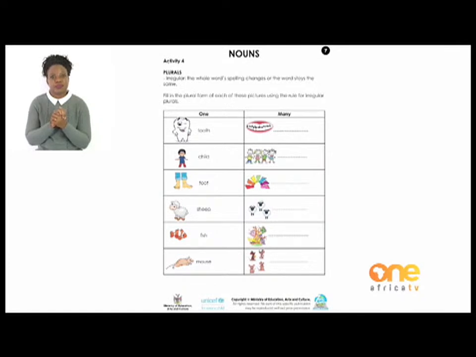It is important also that we refer to it if you've forgotten. Our example, tooth. Do we add ES? Do we add S? No. The word or the noun changes completely to become teeth. So fill in for child, foot, sheep, fish, mouse.